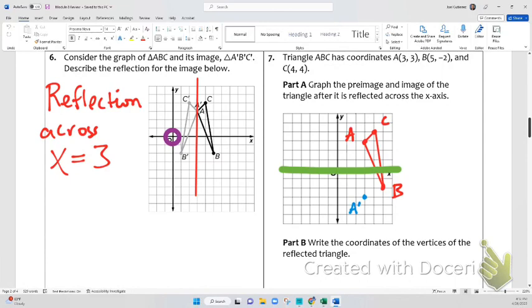My B is 2 spaces below, so now it will be 2 spaces above. We'll call this B prime. And then lastly, my C is 1, 2, 3, 4 above, so now it's 1, 2, 3, 4 below. We call this one the C prime. And just as before, you take your pencil, you connect the points here, and you'll notice that it's a reflection across the x-axis. And then last but not least, they want us to write our coordinate points. So the A prime is going to be at 3, -3. My B prime is going to be at 5, 2. And my C prime is going to be at 4, -4.